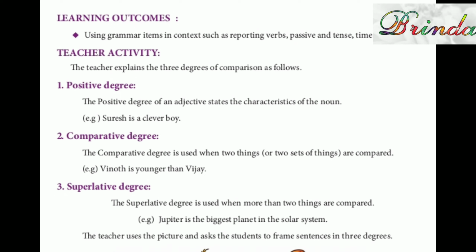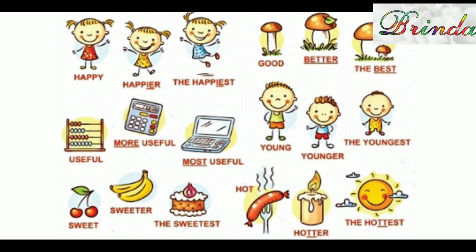Okay, big, bigger, biggest, good, better, best, happy, happier, happiest, useful, more useful, most useful, young, younger, youngest, short, shorter, shortest. Like that. Sweet, sweeter, sweetest, hot, hotter, hottest. And everything will not be there. Some exceptions are also there. For beautiful, it will come like beautiful, more beautiful, most beautiful. Okay, fine. So that's what I told you. We will discuss at length later.